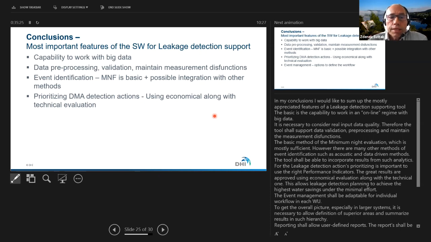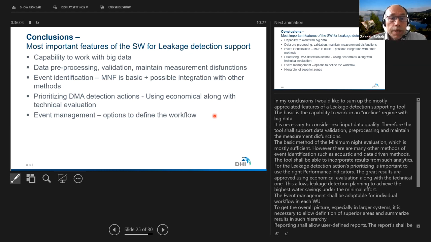Regarding prioritization of district metered area detection action, I showed that using an economical evaluation along with the technical evaluation is quite good to use, and it can lead to planning of leakage detection actions to achieve the highest water savings under the minimal effort.